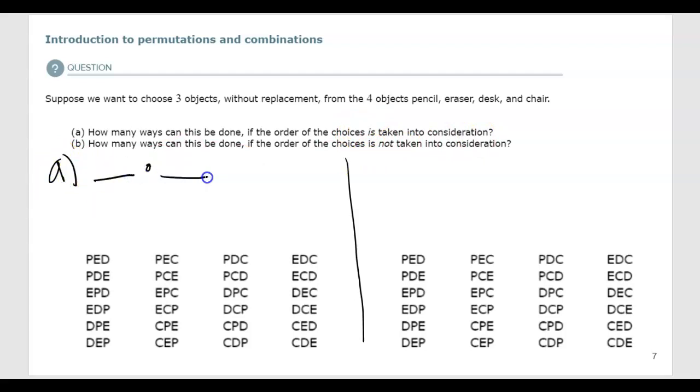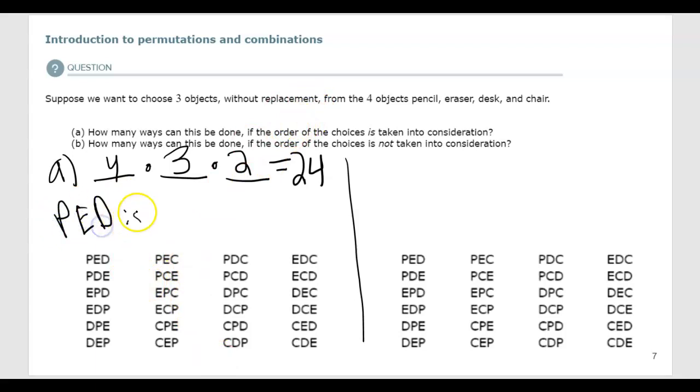So let's just think fundamental counting principle. I have 3 spots. I want 3 objects. There's 4 objects for the first spot, 3 for the second spot, and then 2. That gets me 24 options. Also, if I took the time to write all these out, I would see that I have 24 options. When it says order matters, that's saying PED is different than like DEP.